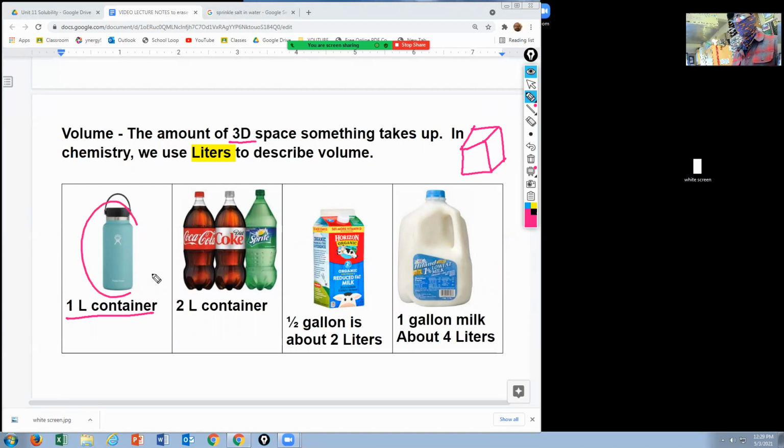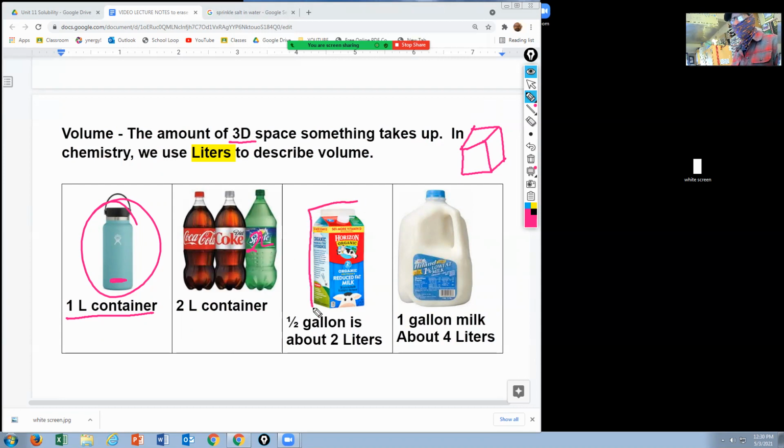So you guys have probably seen these little hydro flasks. I'm not selling hydro flasks. Let me block that out so you guys don't think I'm getting any money from them. This container is about 1 liter. These containers here, these Coke bottles and Sprite bottles, are called 2-liter containers. They contain 2 liters of stuff. And we buy them as liters and we don't even think twice about it.